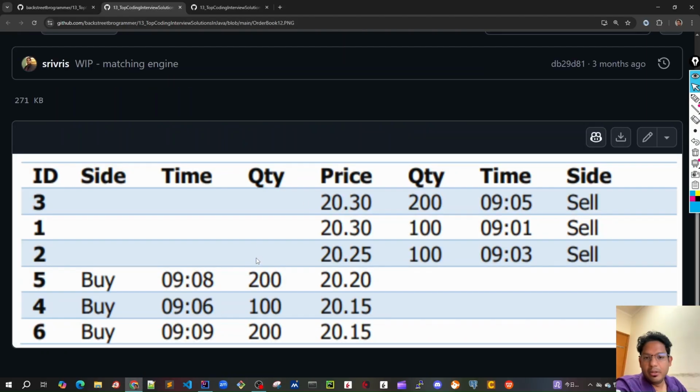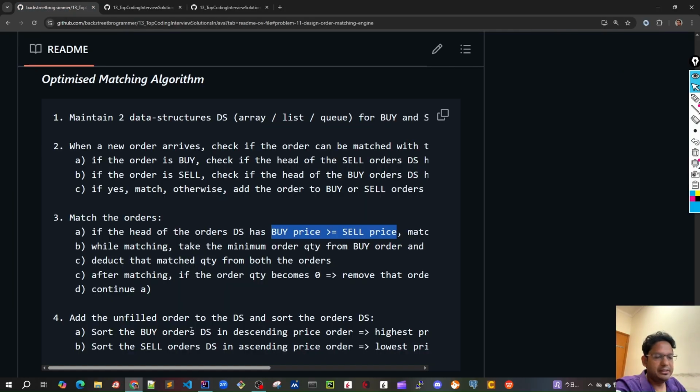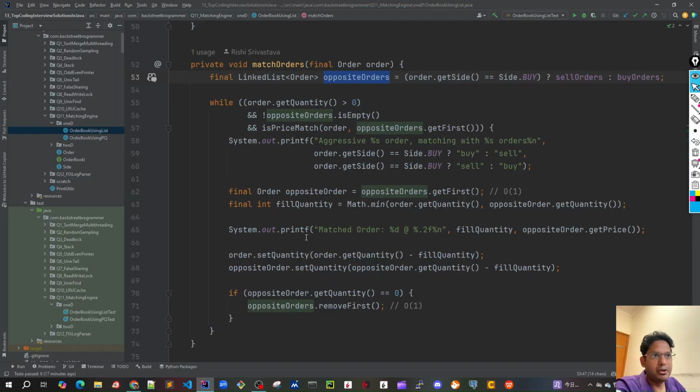If a new buy order arrives, for example, and its price is greater than or equal to 20.25, only then can the matching happen. This was just a revision of the matching algorithm that we discussed in the previous video. So this is what we have implemented here.